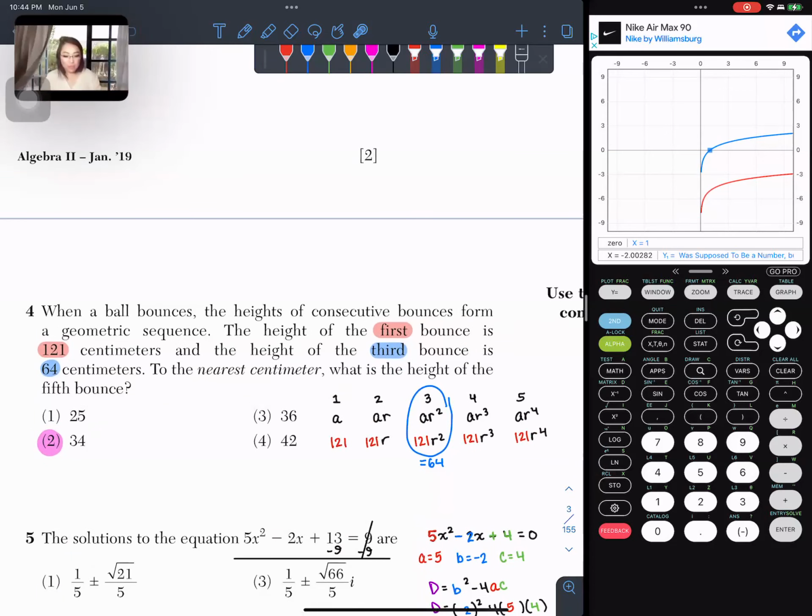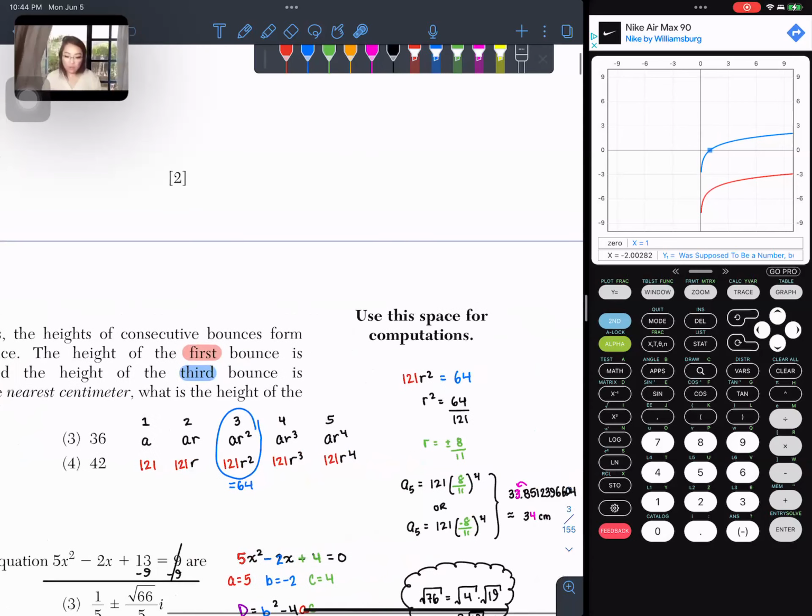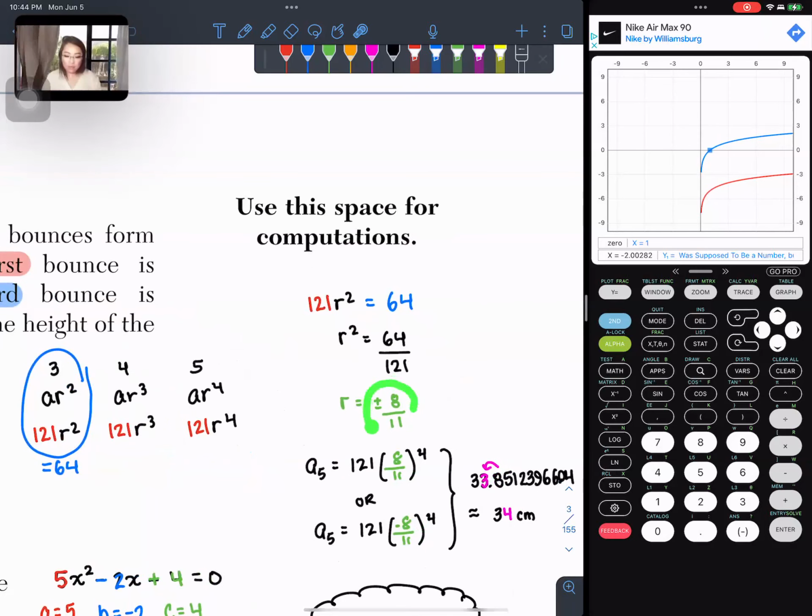For a geometric sequence, you just have to know that it's ar squared, ar cubed, and ar to the 4th. If the first bounce is 121 and the third bounce is 64, we know that 64 is equal to 121 r squared. As a result, r is plus or minus 8 over 11. It has 2 cases, but it doesn't matter because a5 is ar to the 4th, so the end result is the same.